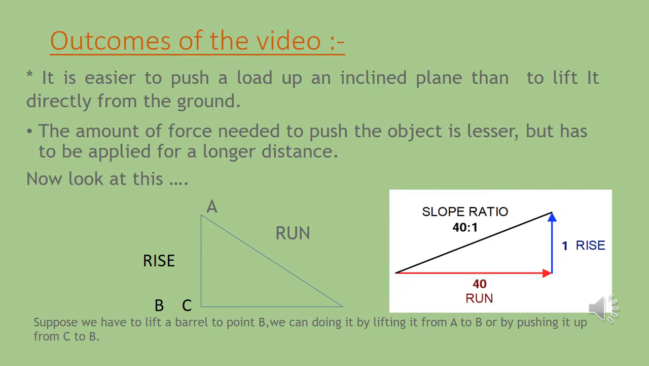This is a slope ratio, rise and run. Suppose we have to lift a barrel to point B. We can do it by lifting it from A to B or by pushing it up from C to B.